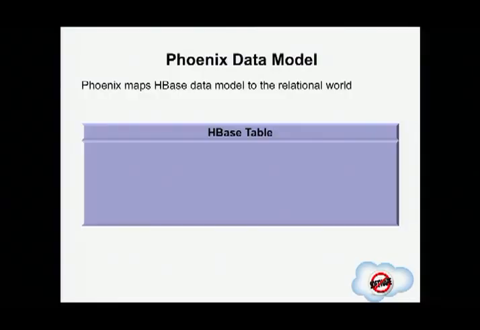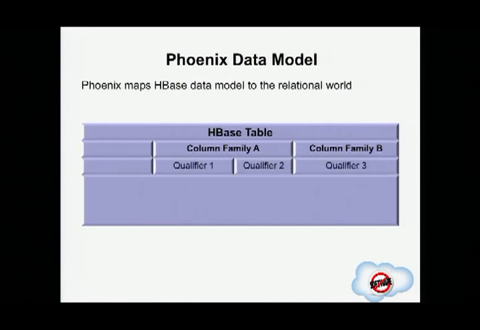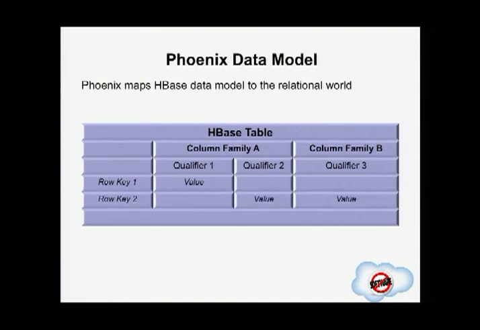OK, so let's take a look at the data model for Phoenix. I want to talk a little bit about how it overlays the HBase data model. First, I'm going to explain what the HBase data model is, and then I'll show you how it relates to Phoenix. So HBase has tables, so you define tables, and then you define column families. And then within those column families, you define column qualifiers. And then on top of that, you've got your row keys, and you've got your values that form your key values. So this is the basic HBase data model.